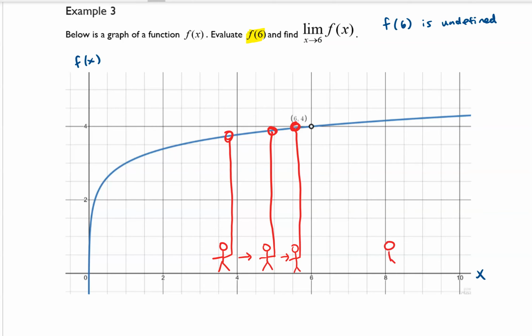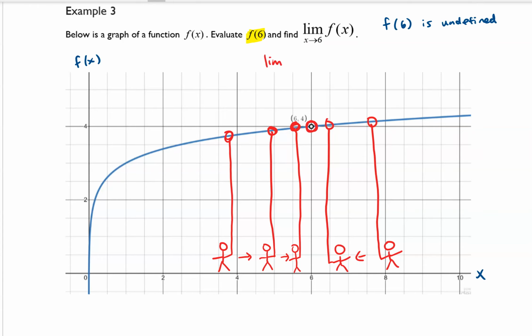So here's the kid on this side of x equals 6, too, and here's their balloon. And they're getting closer and closer to x equals 6. So you're basically asking yourself, where is the balloon heading? And in this case, if you said 4, you would be correct because the balloon is heading to this location right here, and the y value at that location is 4.